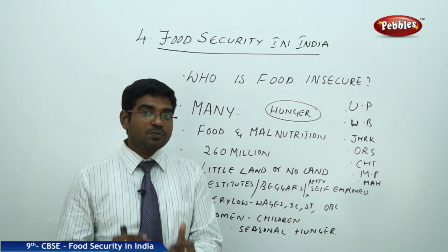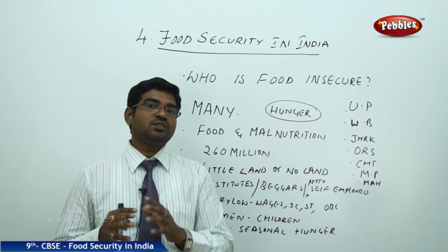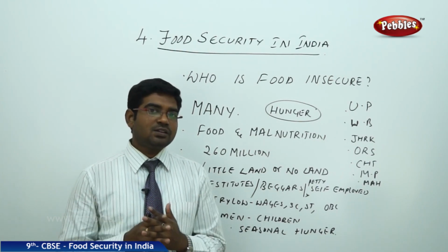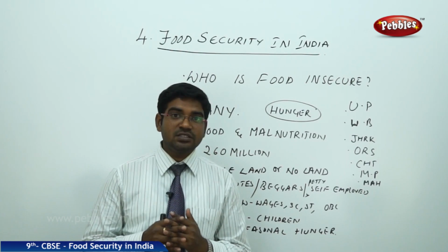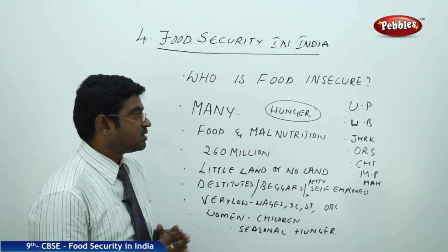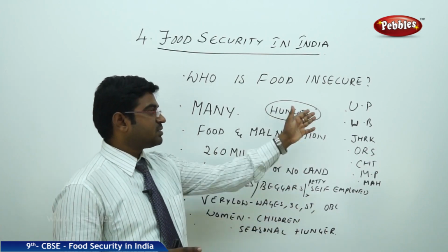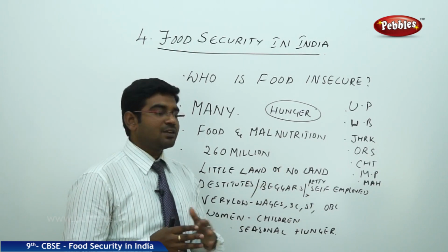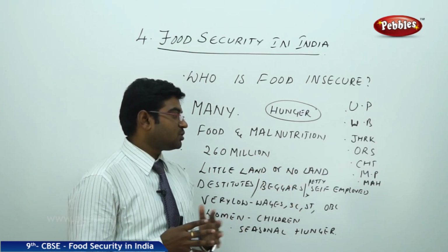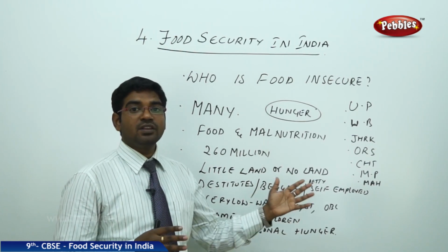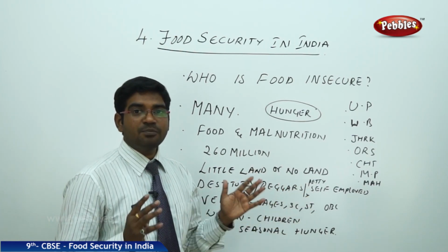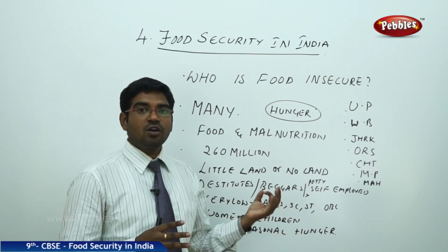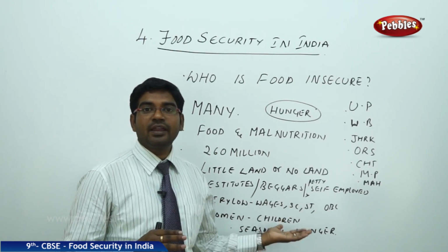Because of seasonal unemployment, seasonal hunger comes into the picture. This seasonal hunger shows its impact on a very large scale. In our country, in many states, we find people suffering with hunger. In states like Uttar Pradesh, West Bengal, some parts of Jharkhand, some parts of Orissa, and some regions of Chhattisgarh, Madhya Pradesh, and even in Maharashtra in some corners, we find people suffering with poverty, hunger, and falling under the category of food insecure.